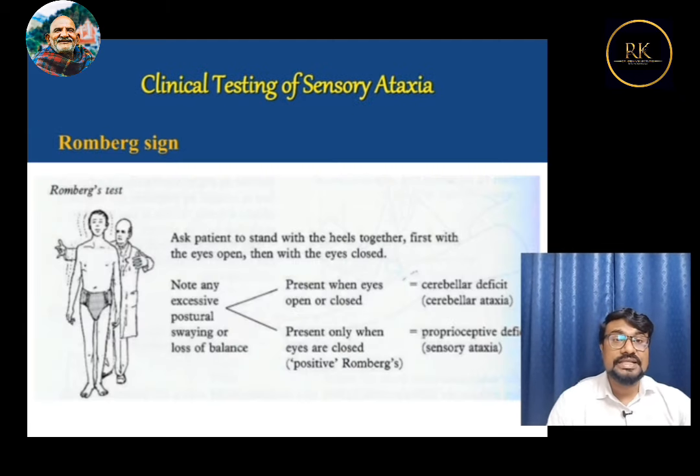Then another test for sensory ataxia is the Romberg sign. In this case, ask the patient to stand with heels closed together, first with eyes open and then with eyes closed. We can see excessive postural swing or loss of balance. When it is present with both eyes open or eyes closed, then the likely etiology could be cerebellar deficits seen in cerebellar ataxia. But when this swaying or postural imbalance is exaggerated when the patient closes his eyes, then the etiology could be proprioceptive deficits, which is seen with sensory ataxia. This test is called Romberg's test, and we can say that the Romberg's is positive.